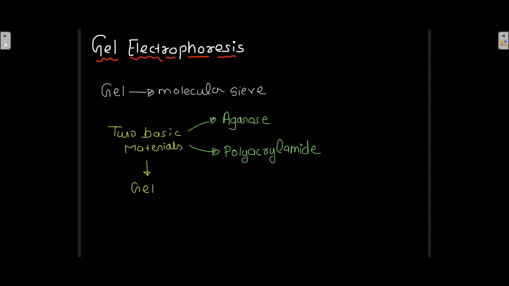Welcome. In this video we are going to talk about gel electrophoresis. During gel electrophoresis, the gel serves as a molecular sieve. There are two basic materials which we usually use to make gel, and those are agarose and polyacrylamide. These two materials are usually used to make gel for gel electrophoresis.